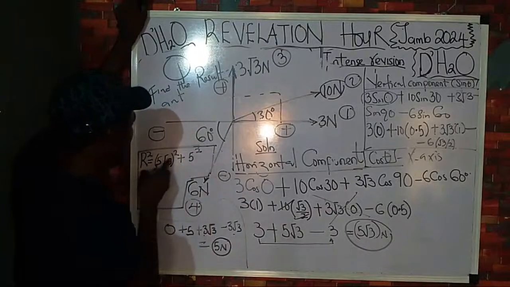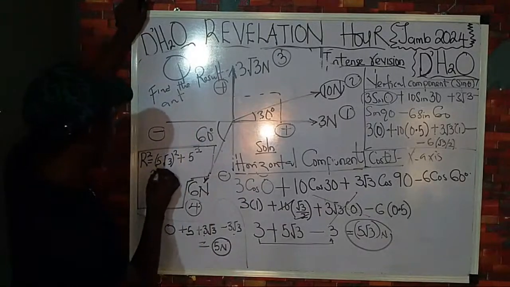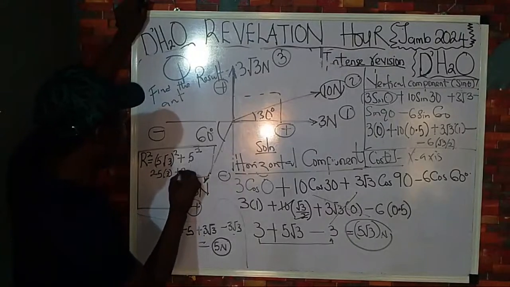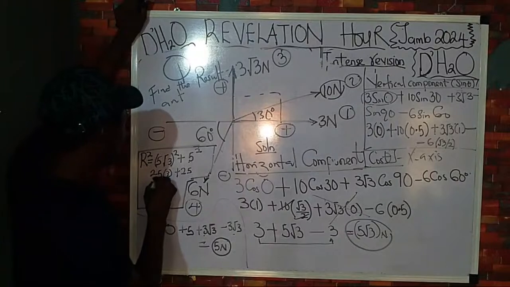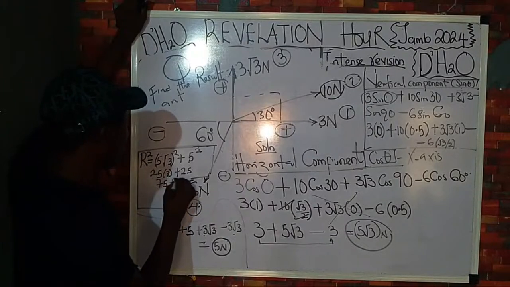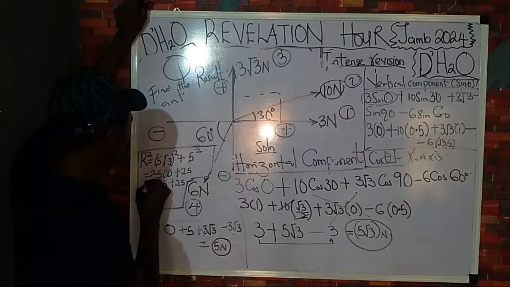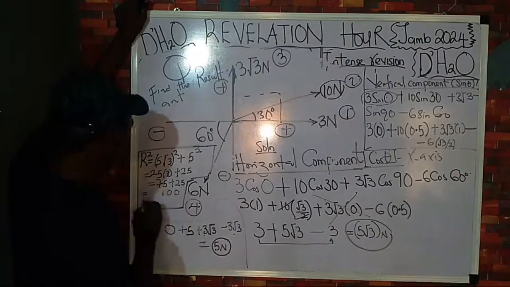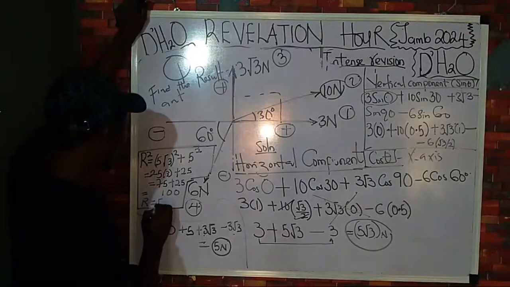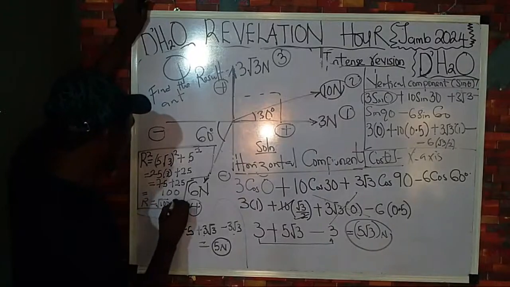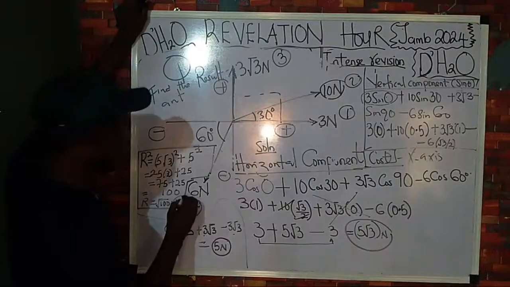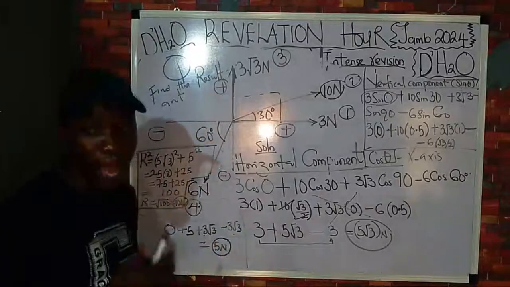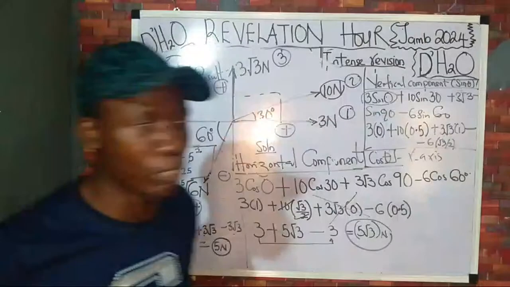So what would that give us? Square this 5, you get 25. Square root 3, you get only 3. 25 times 3 is 75. Plus 25. So if you add them, you get 100. Therefore, the resultant will give us the square root of 100. Therefore, the answer is 10 Newton. Now the answer is that. So you sum up the horizontal, sum up the vertical, then apply Pythagoras theorem.